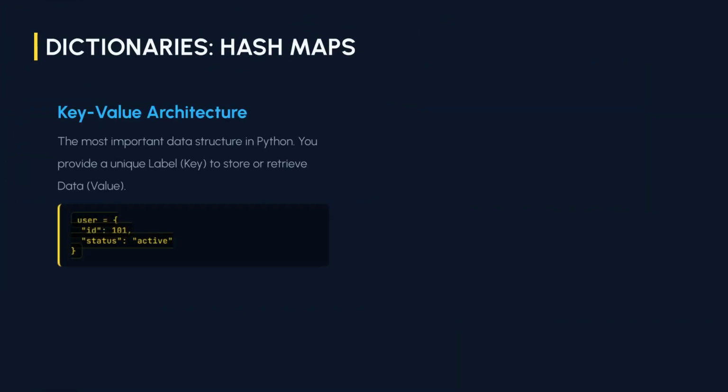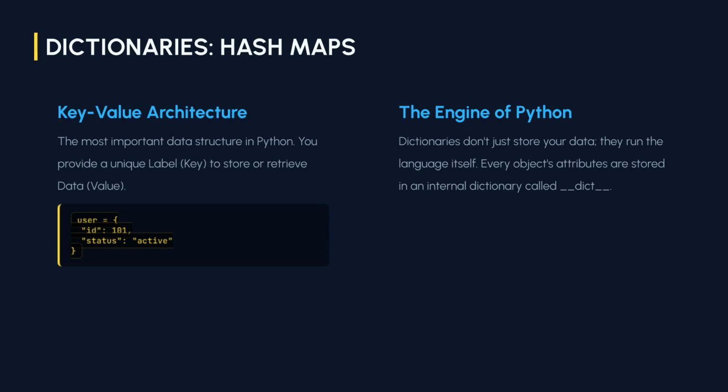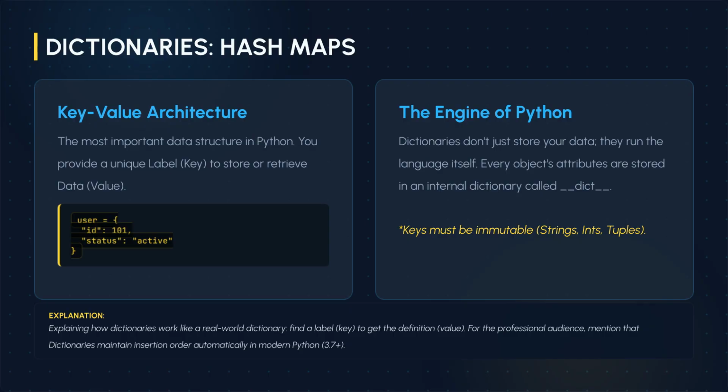Dictionaries are the key value hash maps, the engine of Python. They store data you can retrieve using a unique label or key. Critically, these keys must be immutable, like strings, integers, or tuples, because mutable objects cannot be hashed reliably.